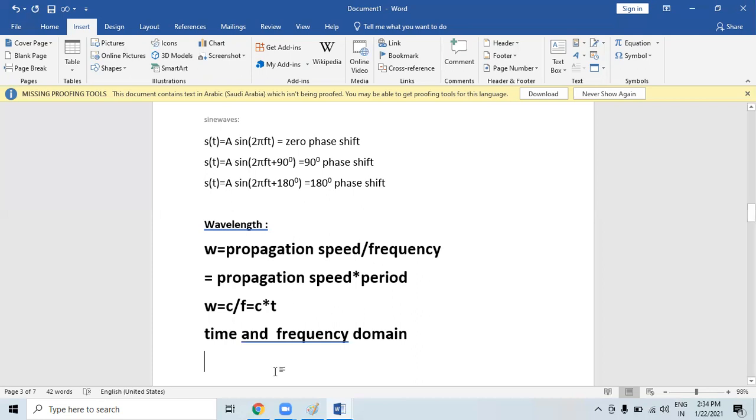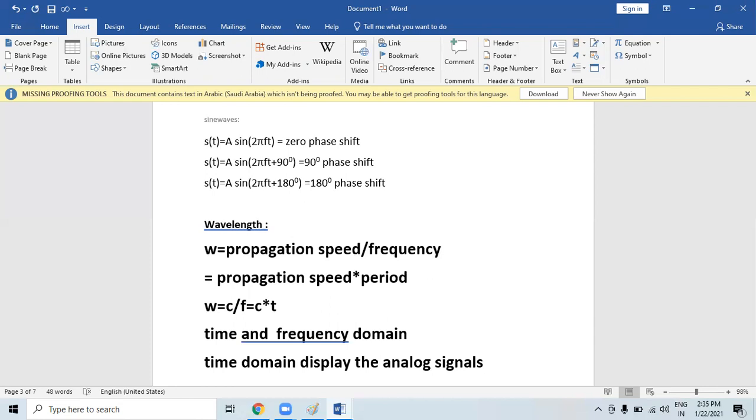So the time domain displays the analog signal. It is a graph of signal magnitude with respect to time. That means on the x-axis we plot the time t, and on the y-axis the magnitude.